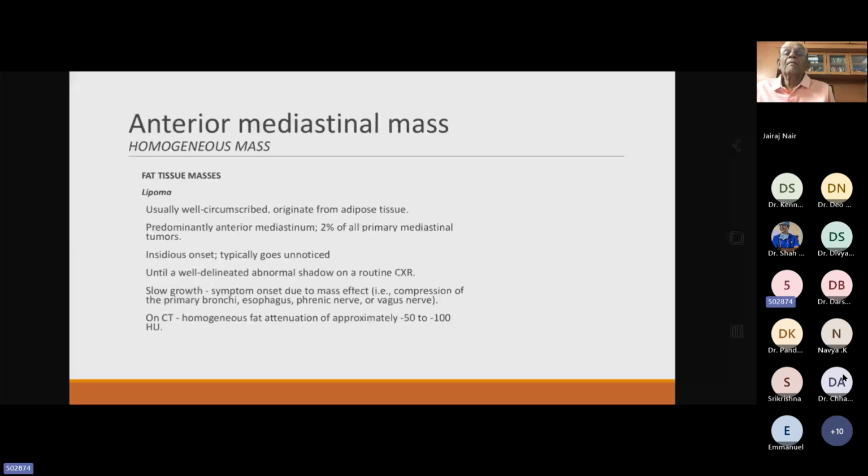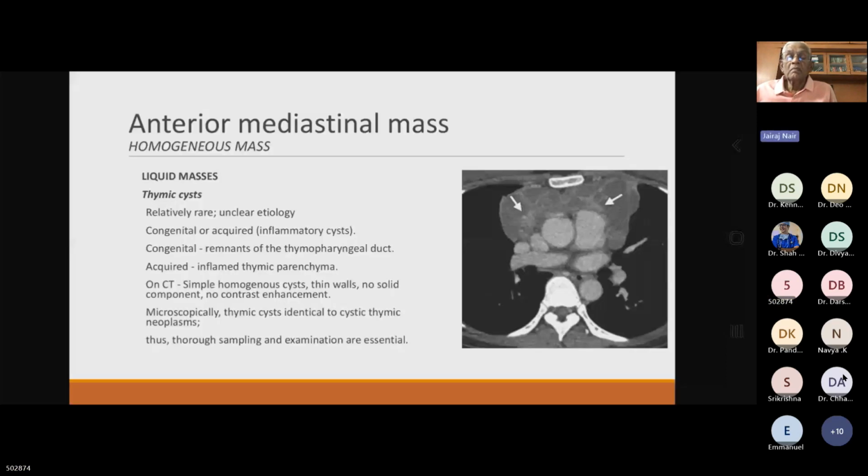Lipoma is usually well circumscribed, which originates from the adipose tissue. Seen in the anterior mediastinum, 2% of all primary mediastinal tumors. Its insidious onset typically goes unnoticed until a well-delineated abnormal shadow is seen on the routine chest X-ray. Slow growth, symptom onset due to mass effect, including the compression of bronchi, esophagus, phrenic nerve, or vagus nerve. On CT, homogeneous fat attenuation of approximately -50 to -100 Hounsfield units is seen.